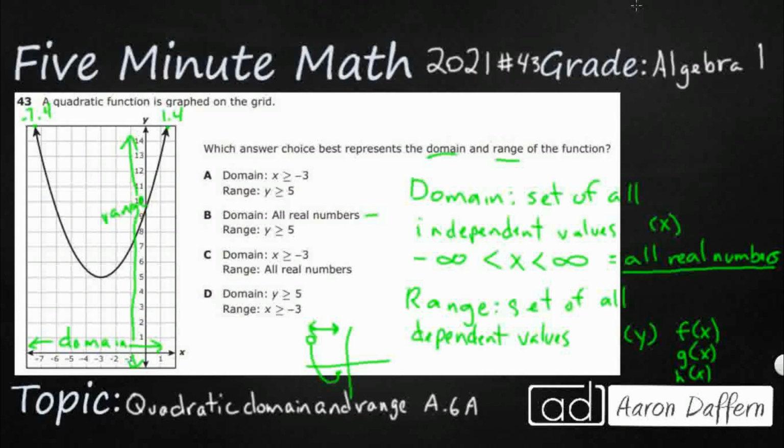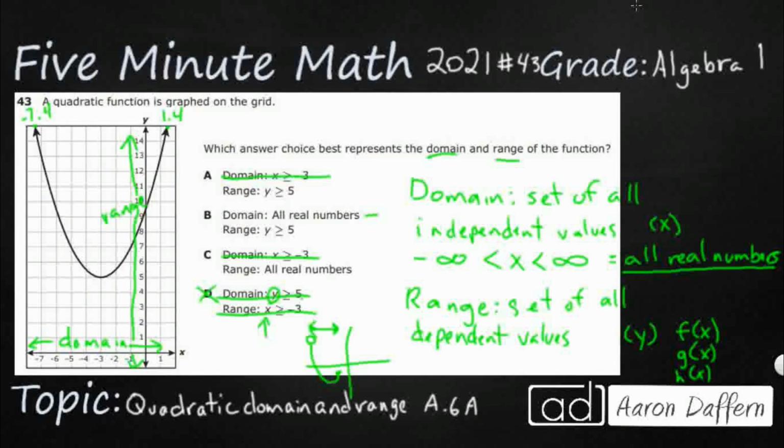So we can really eliminate all the other ones just by finding the domain. It's not restricted to just greater than negative 3. So that knocks out A and C. And then this one is definitely not going to work. Look at that, domain of y. The domain is the x values. So D is wrong because, first off, it's wrong, but it also mixes up the y and the x values. So let's check the range just to make sure we got it right.